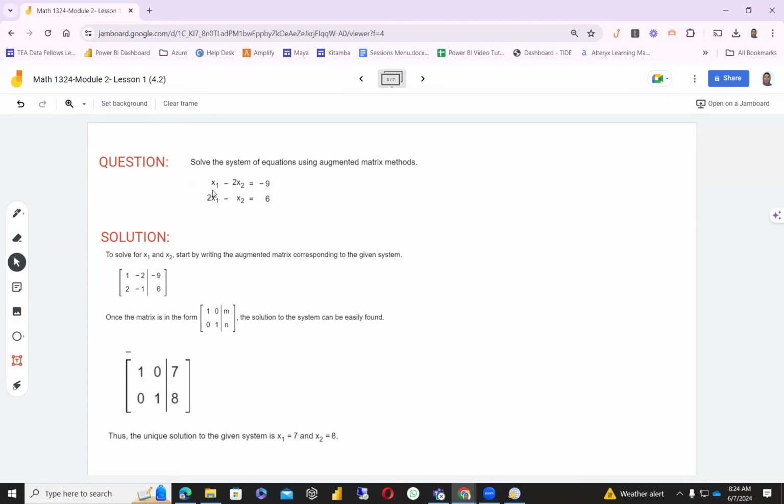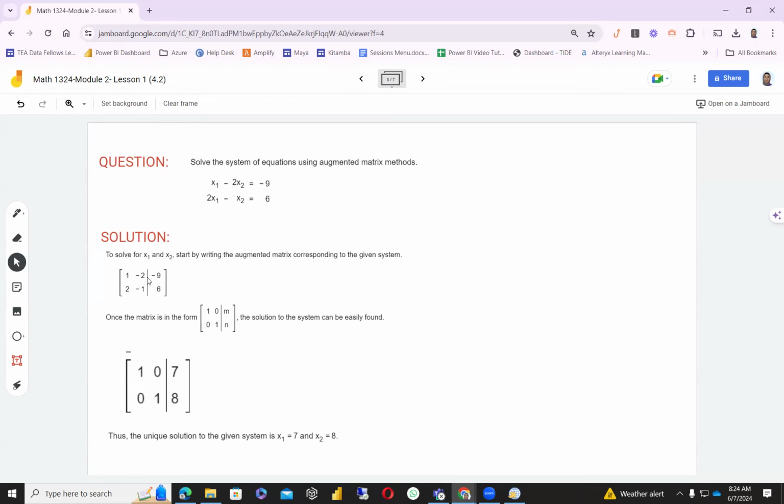The question says x1 minus 2x2 is -9, 2x1 minus x2 is 6. So first, we're going to write this system of equations as an augmented matrix. And we just learned how to do this with the first couple of questions on the homework. So we have 1x1, -2x2, and it ends in -9. And then the second line is 2x1, -1x2, and 6 is the last number. This is the augmented matrix for this system.